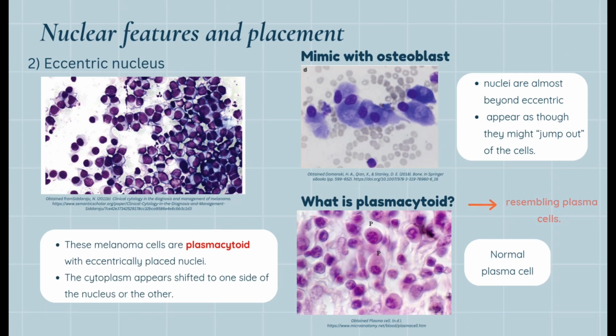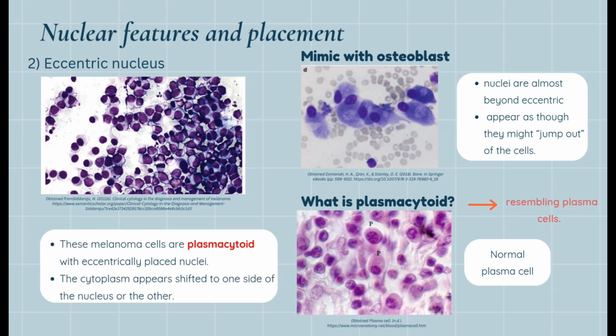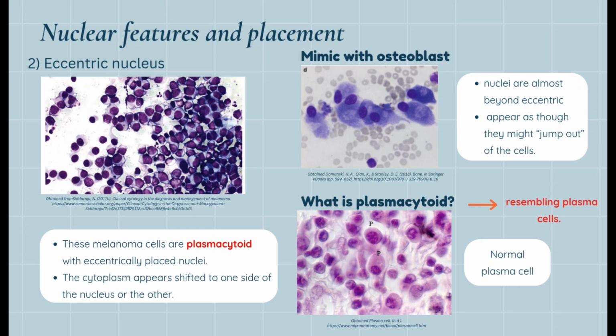Secondly, eccentric nucleus. If they are solitary, nuclei are usually eccentrically located in melanoma cells, imparting a plasmacytoid appearance to them. What is plasmacytoid? The plasmacytoid appearance in metastatic melanoma refers to a specific morphological characteristic observed in certain variants of melanoma, particularly in cases where the tumor cells exhibit features resembling plasma cells.